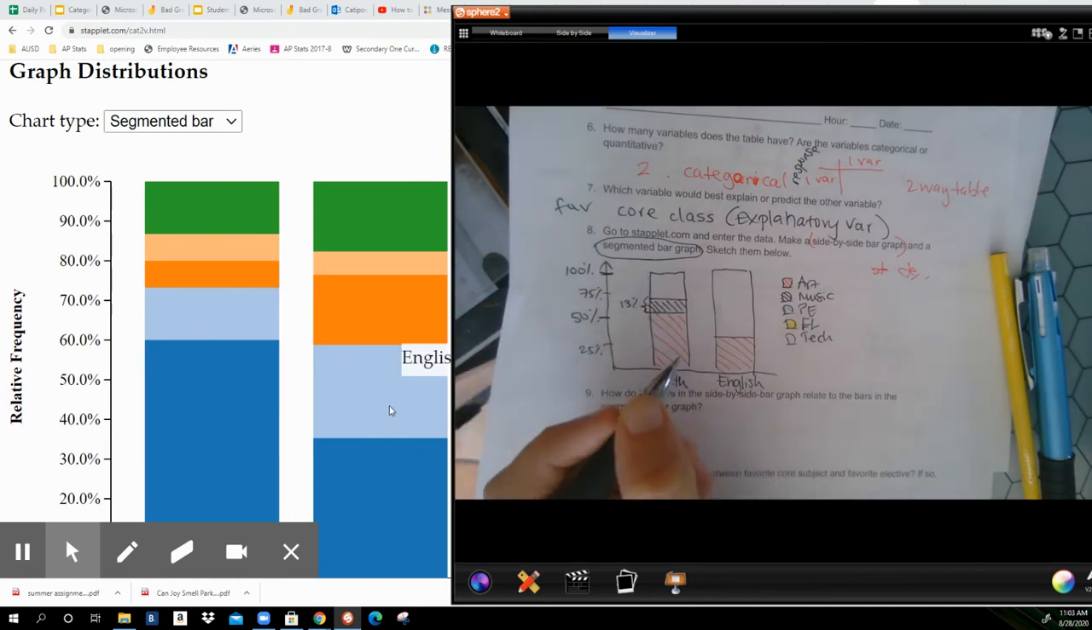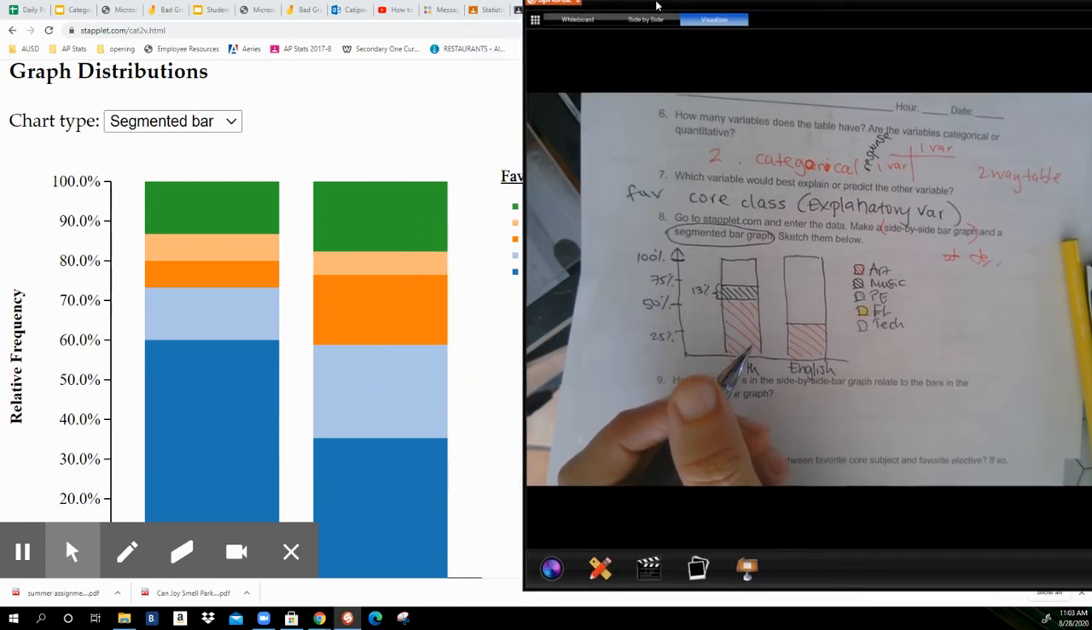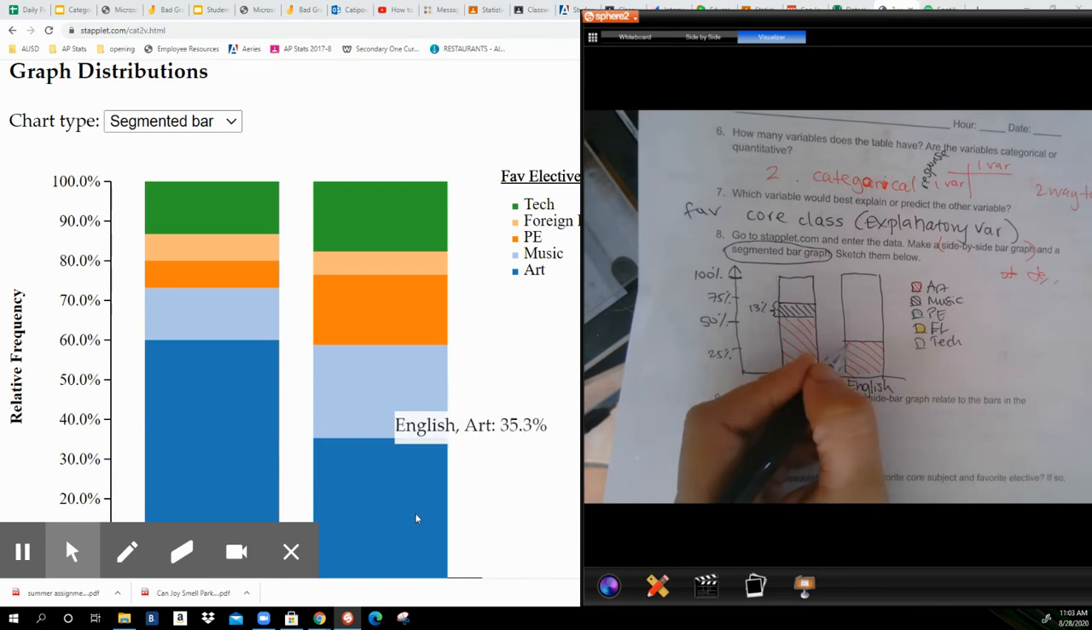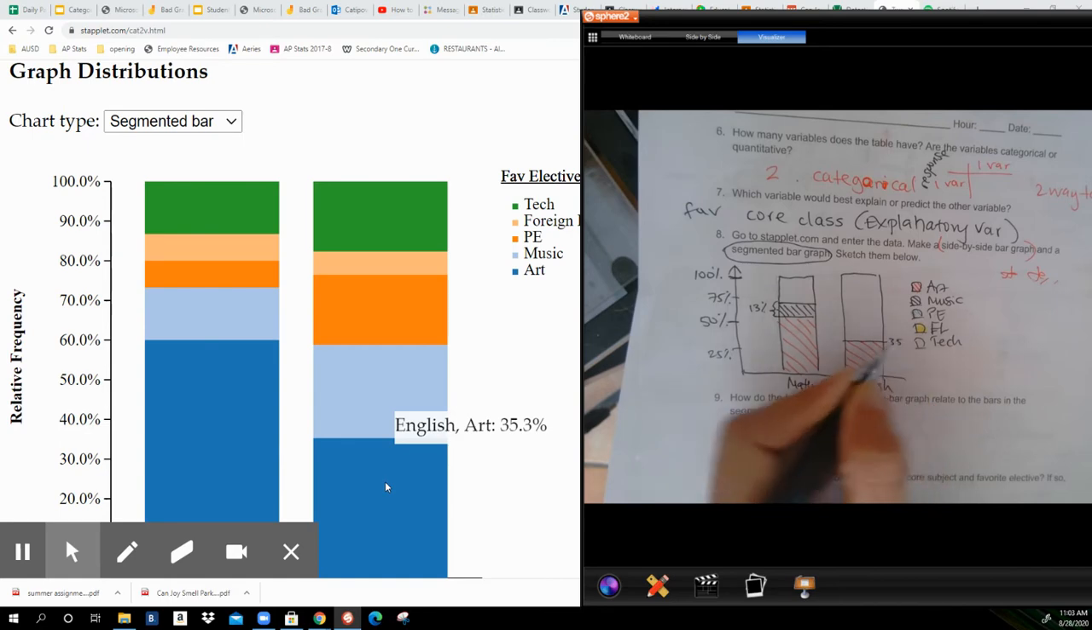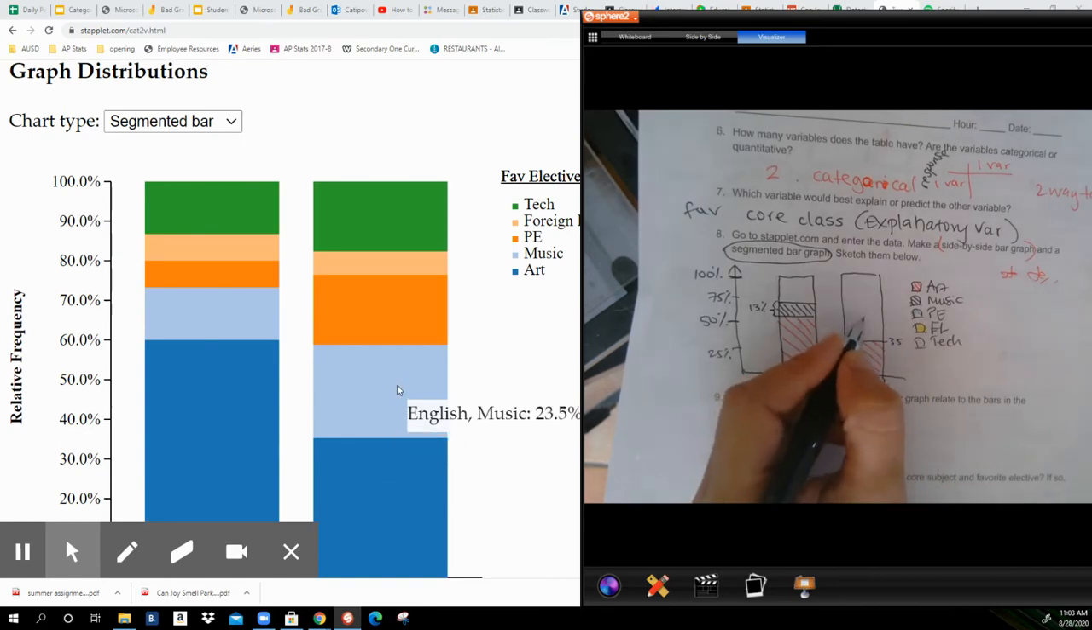All right, and then I can do the same thing over here for English. For English, it says 23%, and we were at 35% before. So this height right here is 35. I'm adding 23 to that. And then when I'm done, this height is going to end up a little bit under 60% over here.